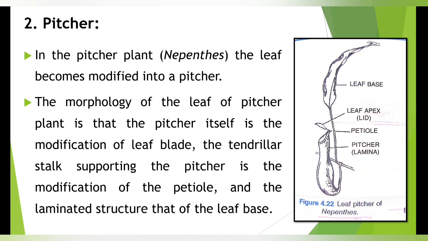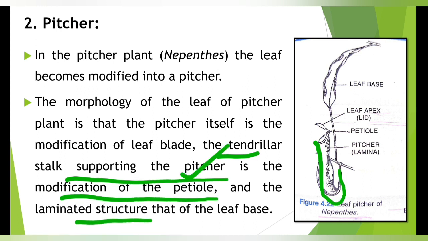The morphology of the leaf of a pitcher plant is that the pitcher itself is the modification of your leaf blade, and this type of structure is formed to capture insects, because Nepenthes is an insectivorous plant. They capture insects to fulfill their nitrogen requirement. The tendrilar stalk that supports the pitcher is the modification of the petiole, and the laminated structure is the leaf base.